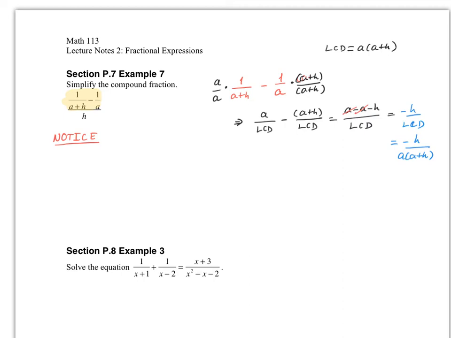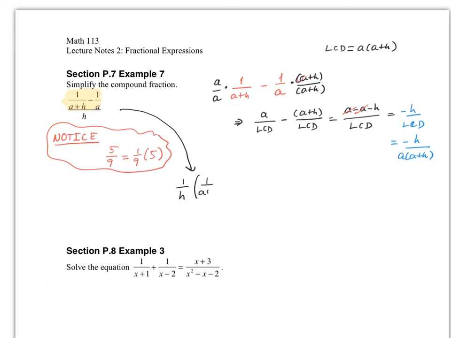Notice that you have, let's say, 5 over 9. This is identical to saying 1 over 9 times just 5, right? So that should be obvious, but so that you can just see it. So therefore, if we use this observation from here, we'll have that this is the same thing as 1 over h times 1 over a plus h minus 1 over a. And trust me, this is going to save you a lot of pain and suffering.